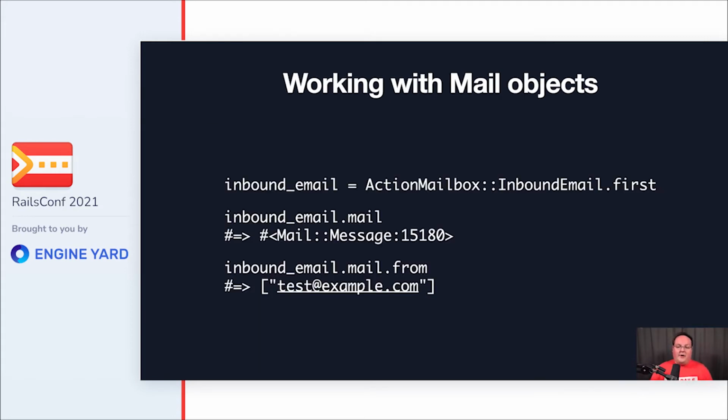So to work with these inbound emails, if you have one in your database, you can actually query that. It's just a regular old model. ActionMailbox inbound email first. I have one in this example, and we can call .mail on it, and that will convert the attachment from active storage, because it stores the contents of these emails in active storage. You can call .mail on the inbound email to convert it to a mail message object, which is the same thing you're using when you're in Action Mailer sending out emails. You're also using that same mail message object to receive emails and process them.